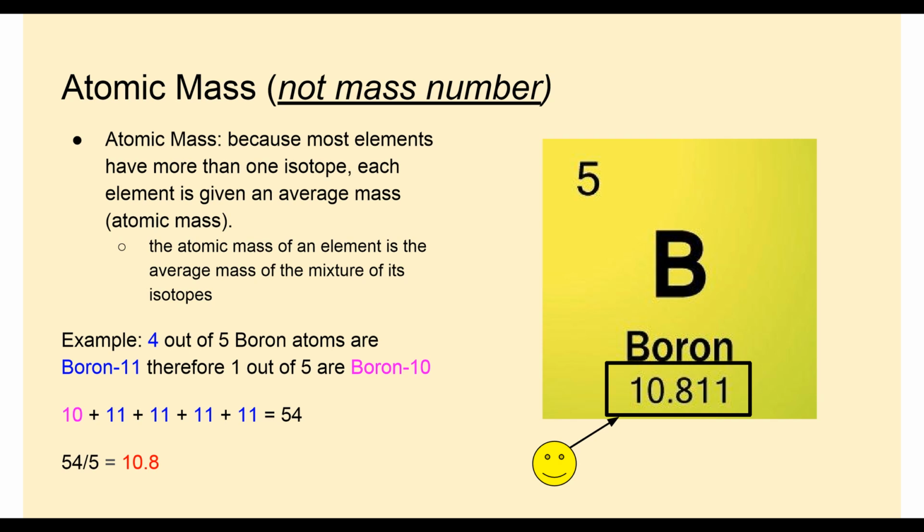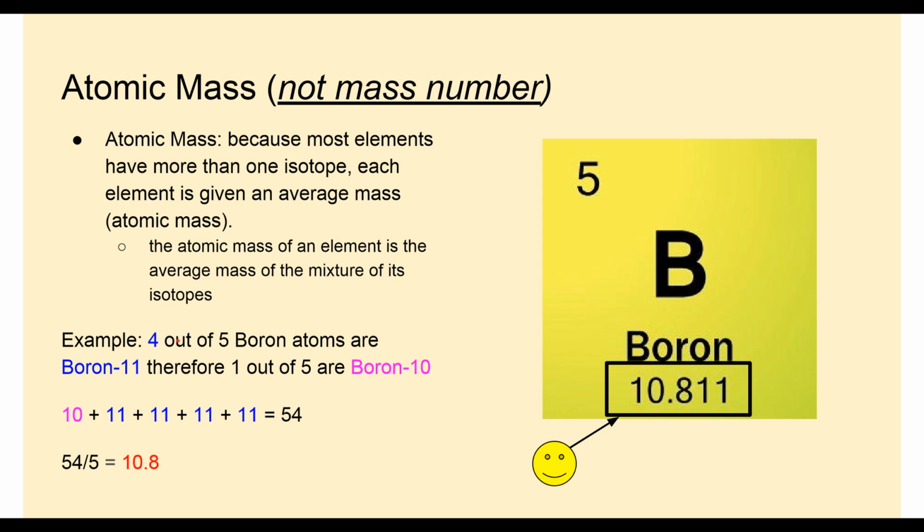The next thing we need to talk about is, more specifically, the atomic mass. Remember, this is not the mass number. Atomic mass is different. Because most elements have more than one isotope, each element is given an average mass. That's the atomic mass. All right, remember, mass number is the mass of that specific individual atom. Atomic mass is essentially that average. So the atomic mass of an element is the average mass of the mixture of its isotopes.